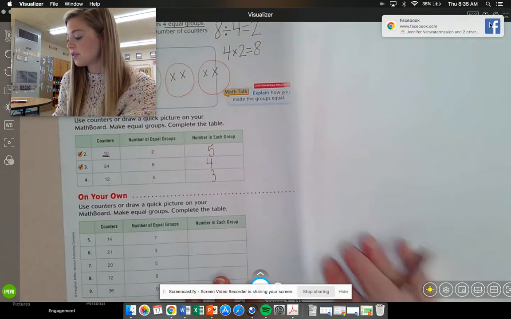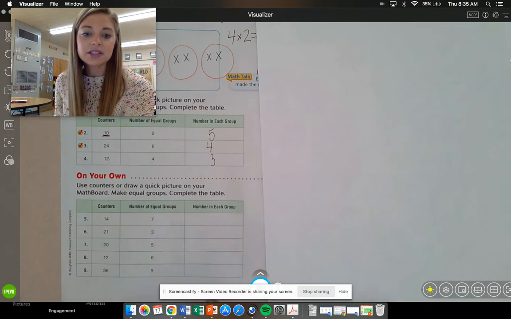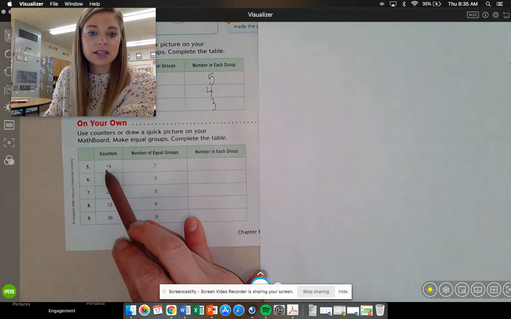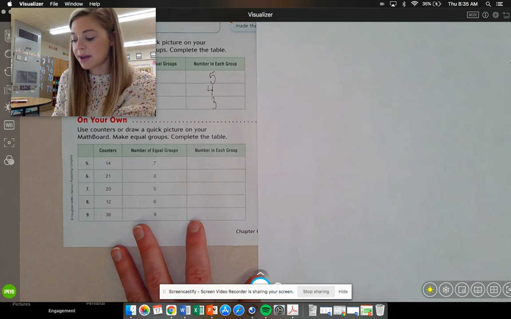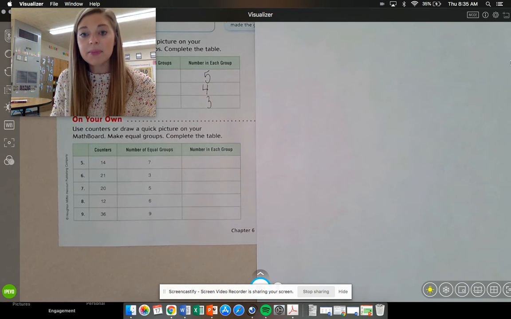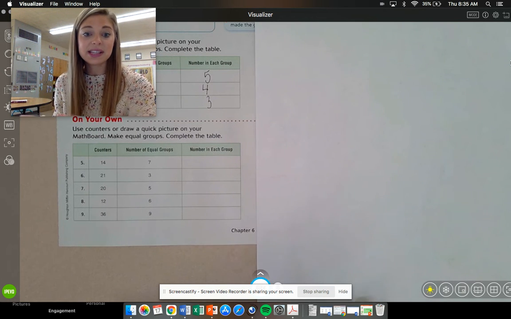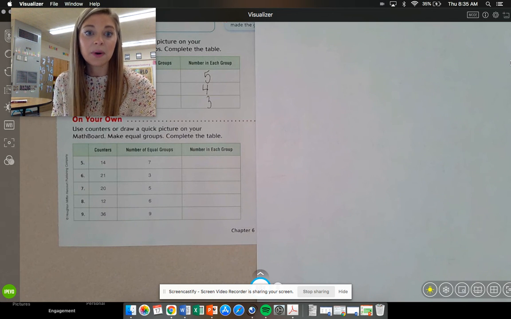Okay, we are going to do one more problem, and it's going to be the same kind of thing. So let's go down to number 5. We have 14 counters and 7 equal groups. So 14 divided by 7. I'm going to have you do this problem all on your own. So you're going to draw the equal groups, and you're going to put 1 in each group until you get to 14. So pause this video until you have your answer.